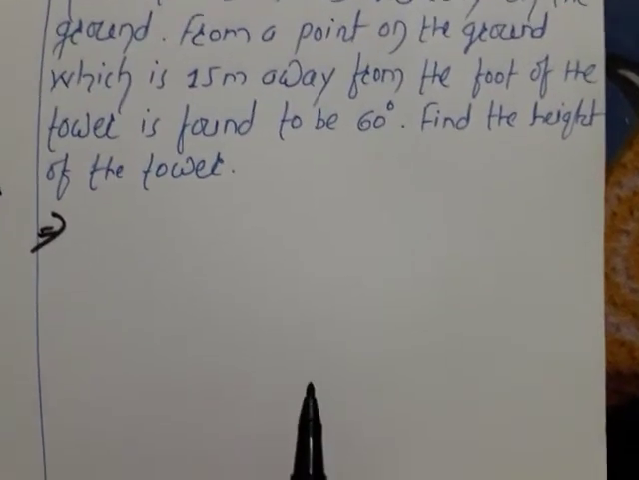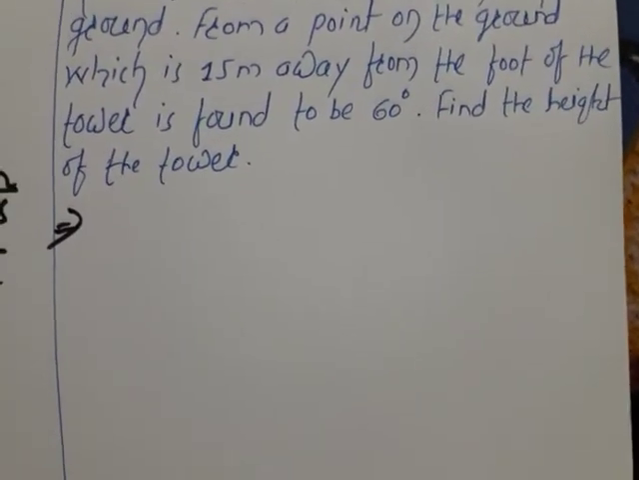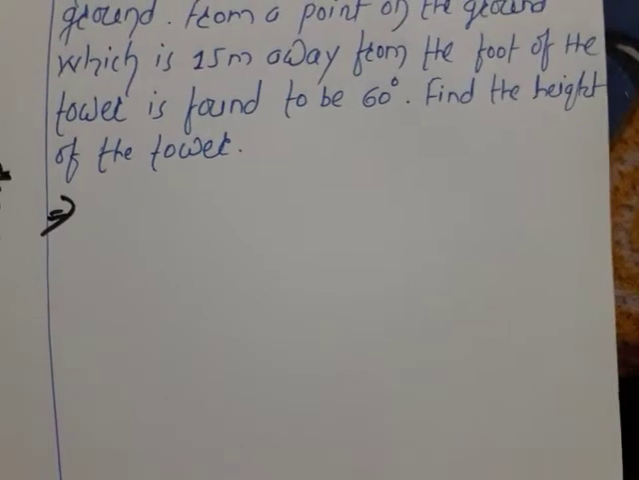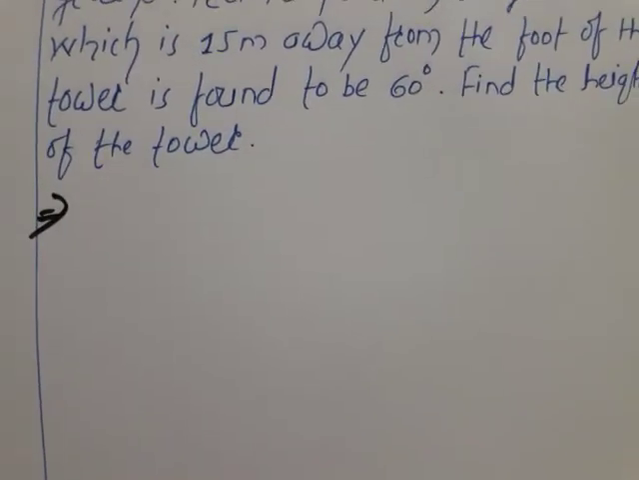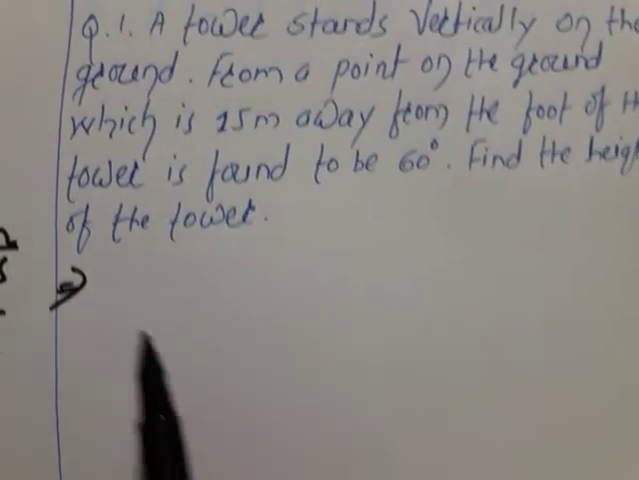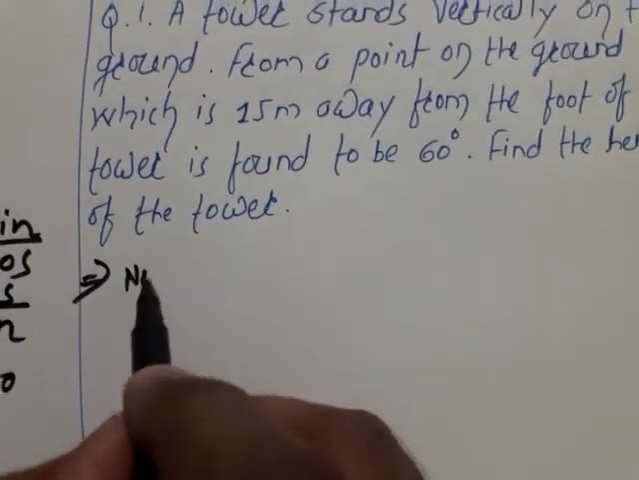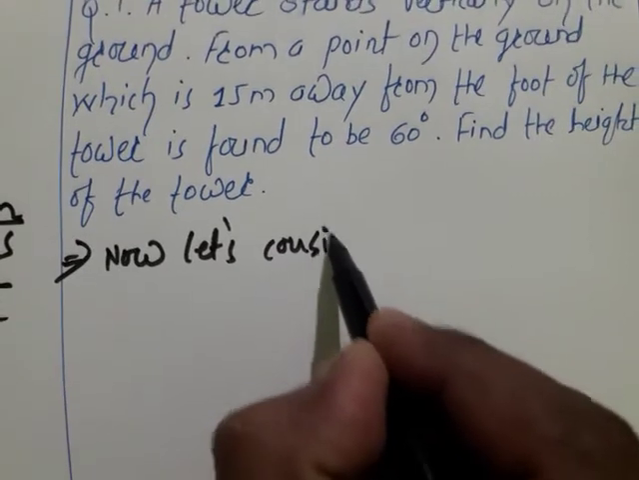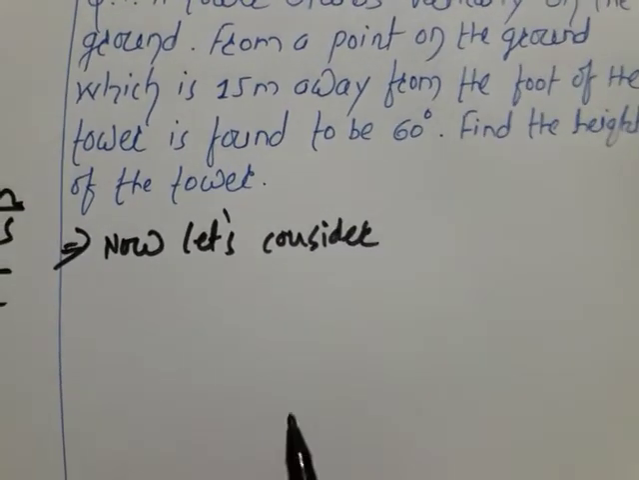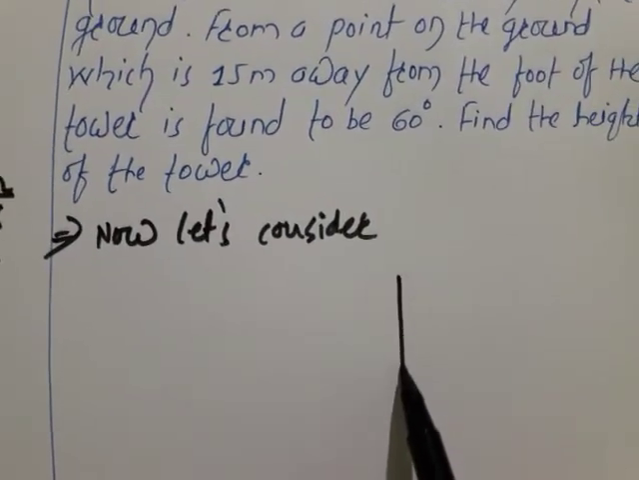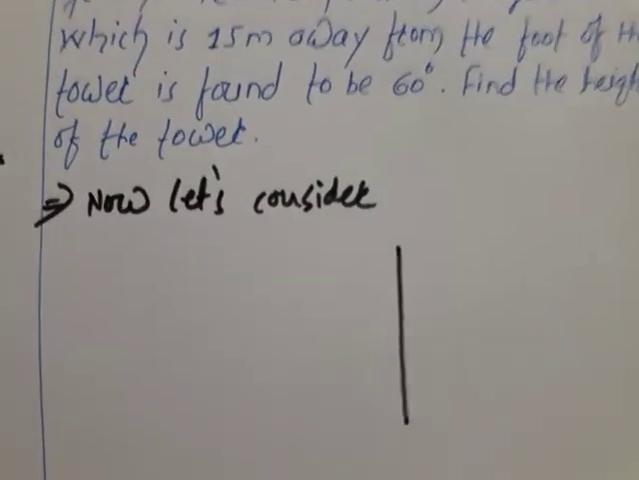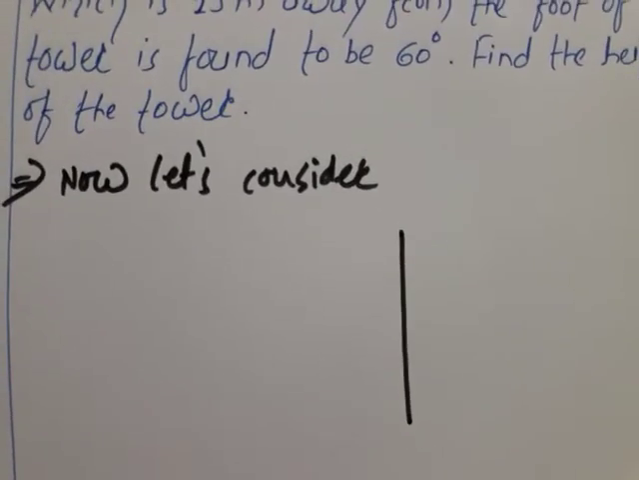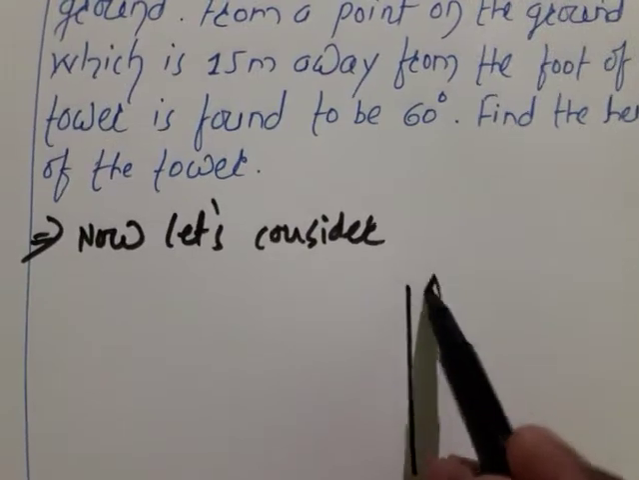Now look here, we want to find out the height of the tower. So to find the height of the tower, what do we have to do? Look carefully, you will understand. We have to consider over here. Let us consider, look here. Suppose this is the height of the tower. We can consider the height of the tower AB.